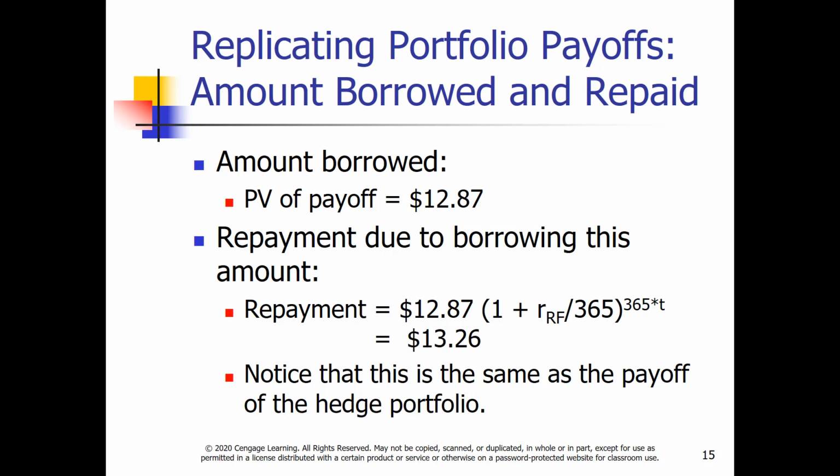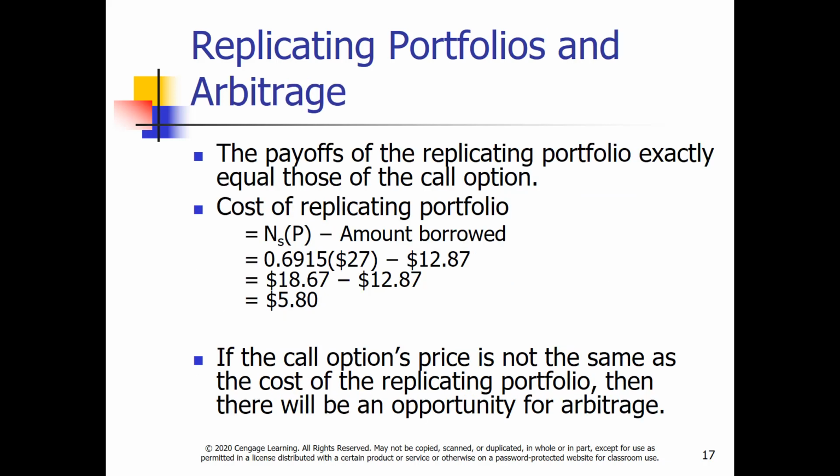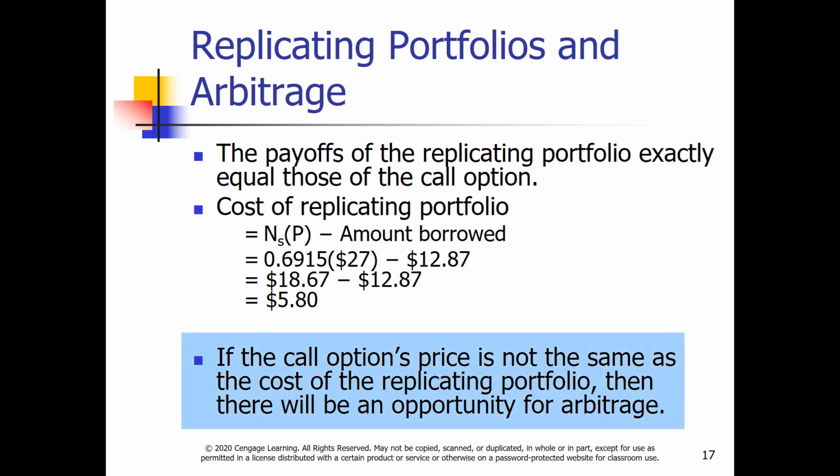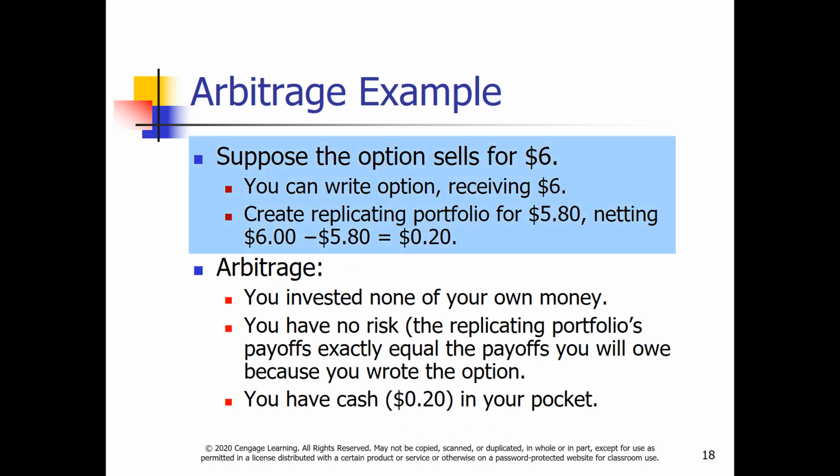Riskless arbitrage is a situation in which you have none of your own money invested and no risk, yet a positive cash flow. This continues the example showing that the net portfolio payoffs on both legs exactly match those of the option. Finishing up our example, if the option's price is not equal to the cost of the replicating portfolio, an arbitrage opportunity exists, and we'll see how that might work on the following slides. We found the option value to be $5.80. What if it's priced at $6? We create the replicating portfolio for a net gain of 20 cents.